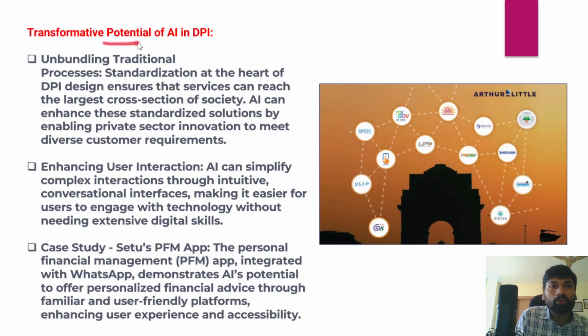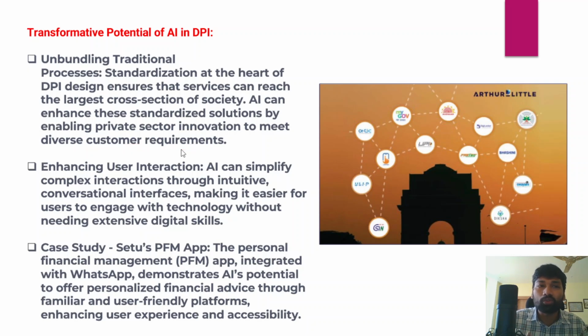Now what transformative role can artificial intelligence play with respect to the digital public infrastructure? First and foremost, it could unbundle the traditional processes. Okay, when we talk about artificial intelligence, standardization is at the heart of digital public infrastructure design. So when we have standardized the use of artificial intelligence technology and innovation, that would ensure services can reach the largest cross section of society. Okay, so they can actually reach a wide variety of the population. And apart from that, artificial intelligence can also enhance these standardized solutions across a wide spectrum of India's population by enabling the private sector to go for larger innovation to meet the diverse computer requirements and population requirements also.